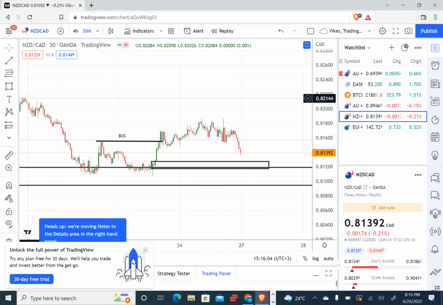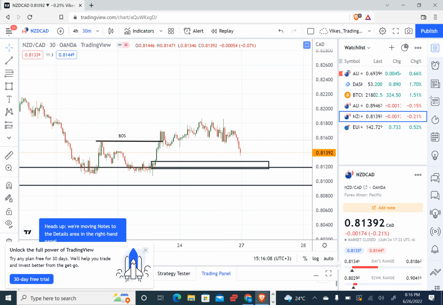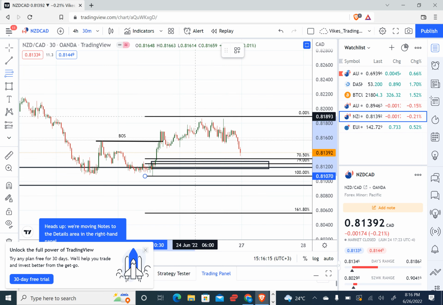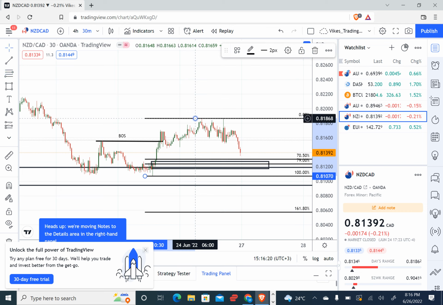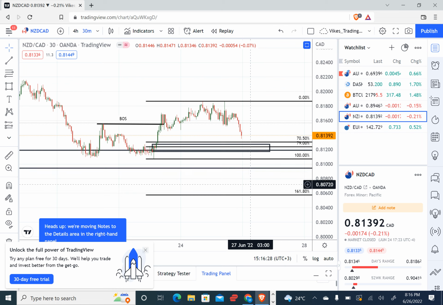Let's see if the order block aligns with our Fibonacci, the Fibonacci that I told you, from your swing low to your swing high. You can see that this OB does confluence with a 79% Fibonacci. So this will be another area of interest that I'll be looking to scale into.